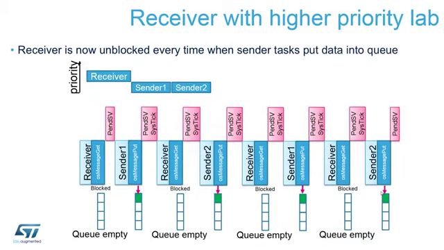So now the receiver gets unblocked every time you receive new data, and this way every time one sender sends something, the receiver will be awakened immediately afterwards.